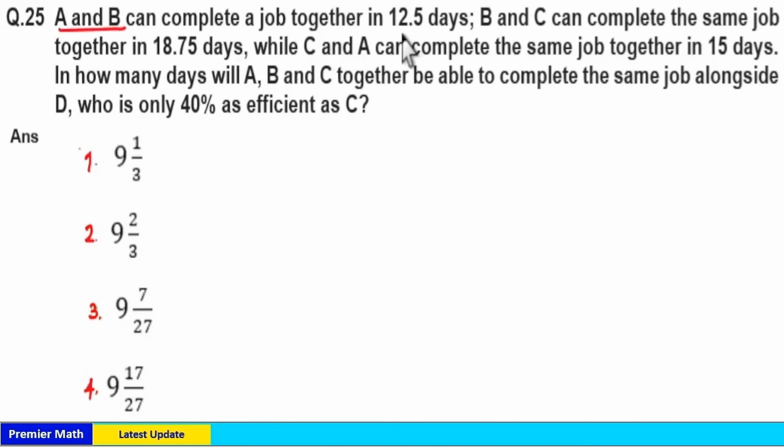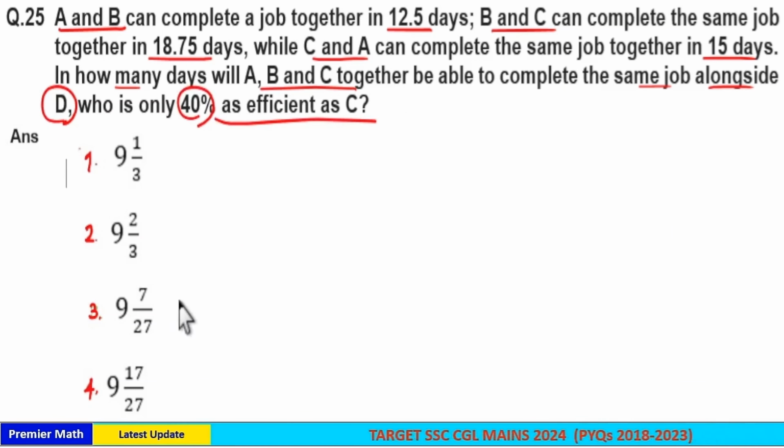A and B can complete a job together in 12.5 days. B and C can complete the same job together in 18.75 days, while C and D complete the same job together in 15 days. In how many days will A, B, C together be able to complete the same job alongside D, who is only 40% as efficient as C?